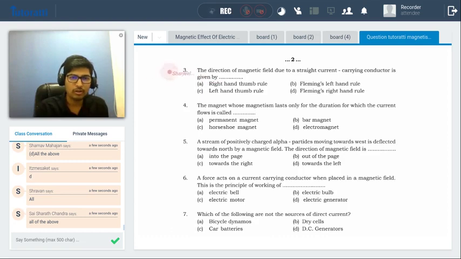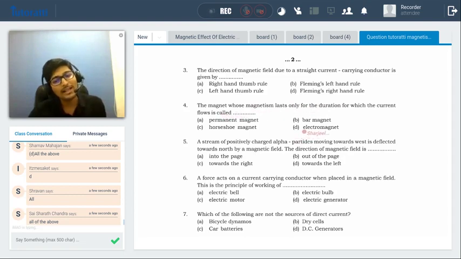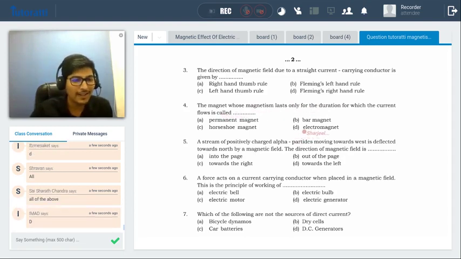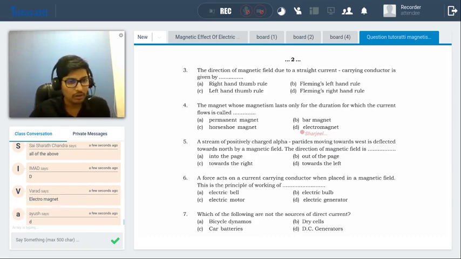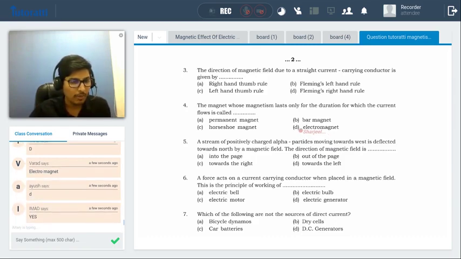I mean, the right. Why is this not working? All right, it's given to us by the right hand thumb rule. We know this. I'm sure you know this. The magnet whose magnetism lasts only for the duration for which the current flows is called an electromagnet. I think we did discuss this. Imad, are you able to hear me now? Imad.